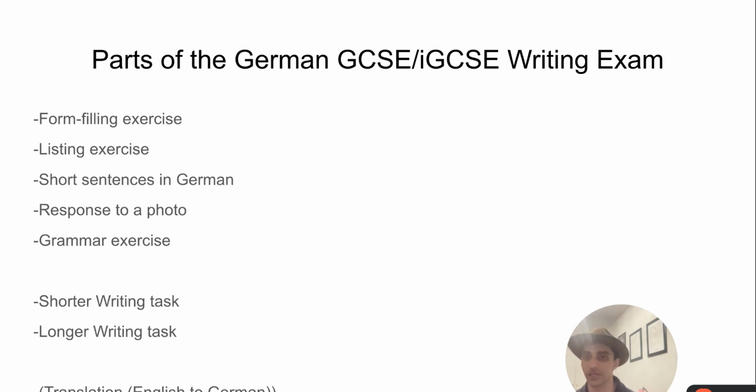The kind of tasks that you may be required to do include a form filling exercise, listing exercise, exercise where you've got to write short sentences in German, where you've got to respond to a stimulus like a photo, and even a brief grammar exercise as well. There can be a shorter writing task or a longer writing task too, and translation from English to German. That translation at the bottom is in brackets, because that is actually covered in a separate video where I look at translation specifically. And translation is covered in both directions in that particular video, both English to German and German to English.